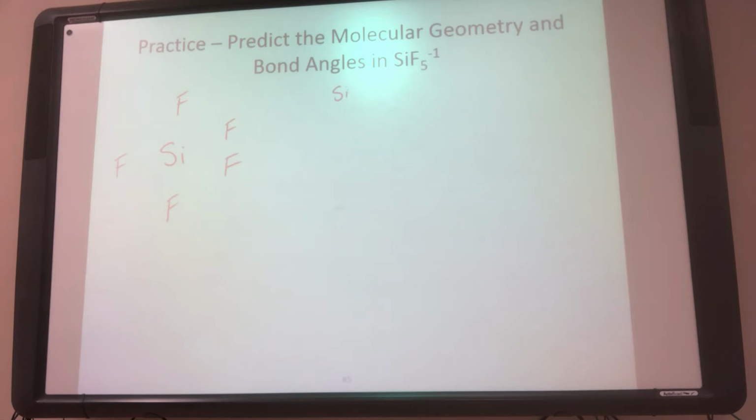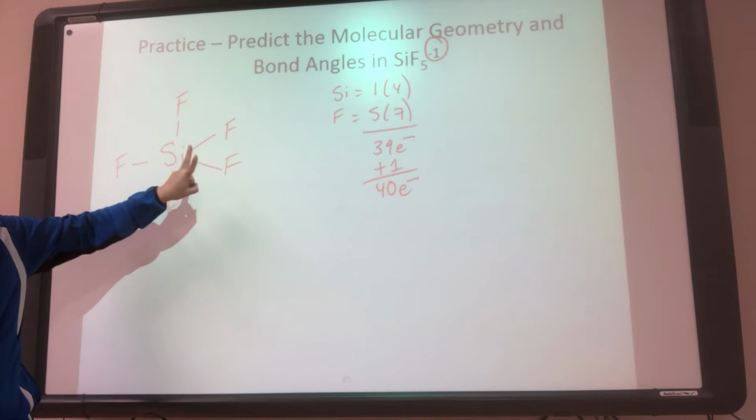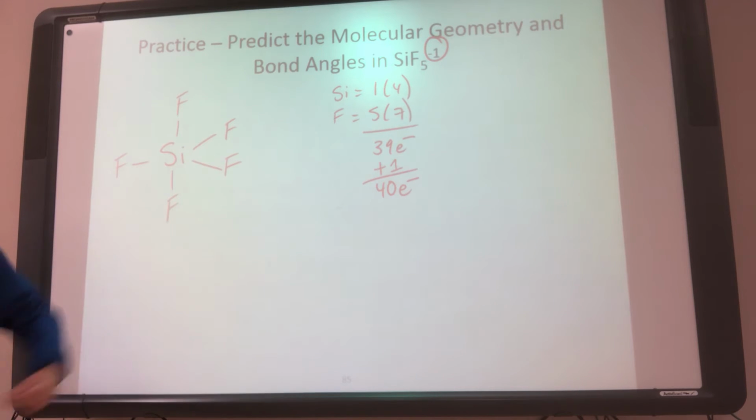So I have Si, I have 1 of them at 4. I have fluorine, I have 5 of them at 7. So that gives me 39. Wait, I can't have odd, but we have a charge. Since it's negative, I add however many there are. It's a -1, so I add an electron. So I have 40 total electrons. Next step is to make single bonds. So I make single bonds everywhere. I made 5 single bonds. Each bond has 2 electrons, so that's 10 total electrons. So I just used 10 electrons.